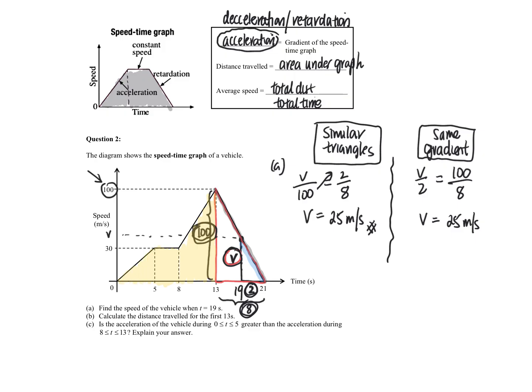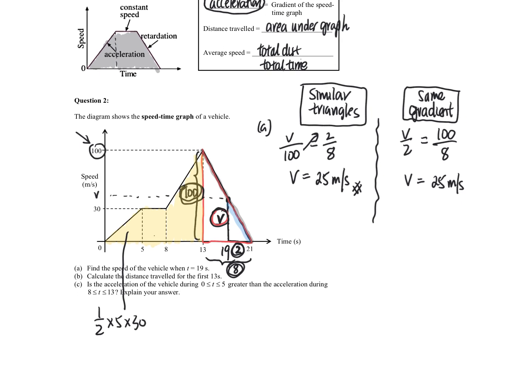So how to find the whole area? Half times base times height, this piece. This piece, length times breadth, so 3 times 30. This piece is like your trapezium. Half times sum of parallel lines times the height here, 5. So this is the total distance traveled.